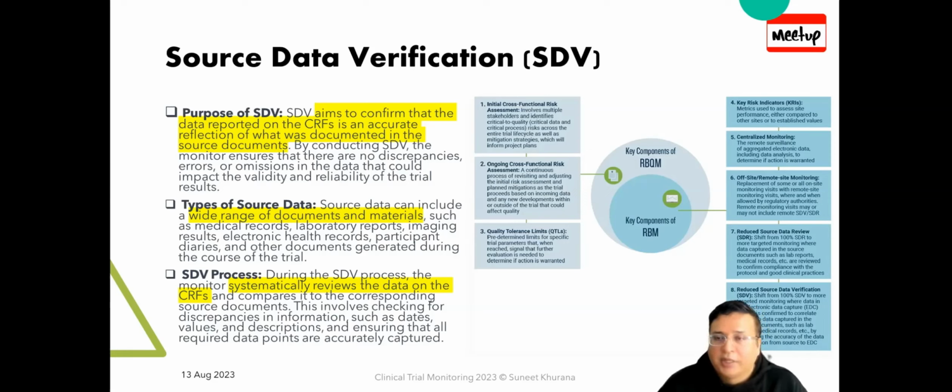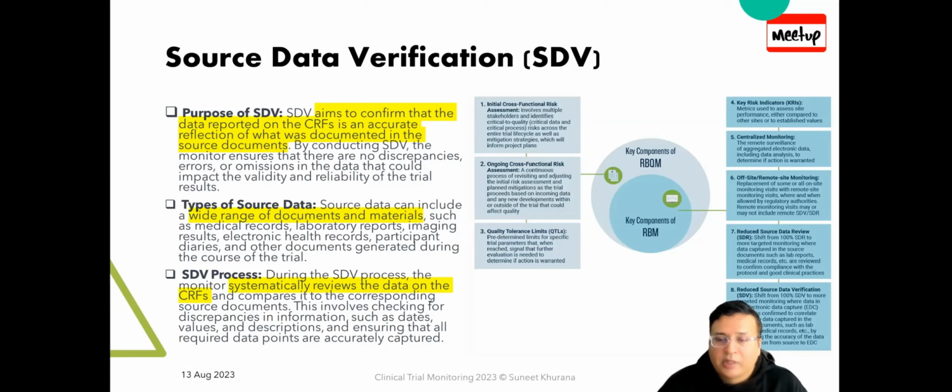Then we have key risk indicators, the metrics used to assess performance. For example, a site is having high enrollment or low enrollment. Low enrollment is a risk indicator, or there are a lot of protocol deviations happening on site, or somebody died on site while on the treatment, or there is high turnover of the staff and no consistent ongoing staffing. So these are risk indicators. They will indicate whether this is a high-risk or low-risk site.